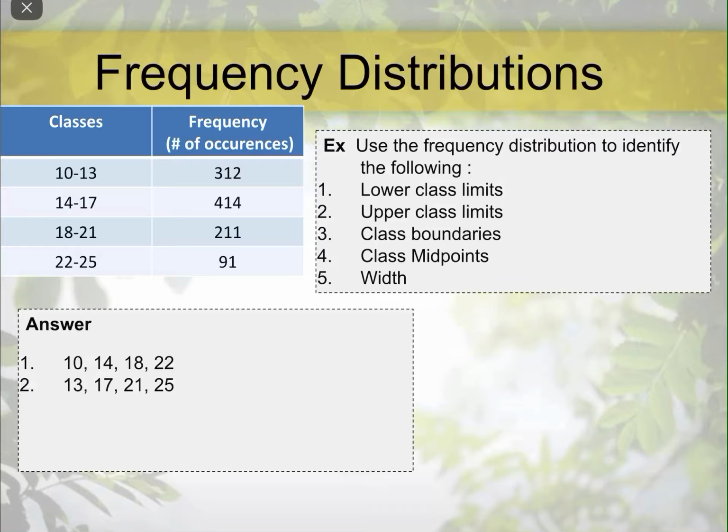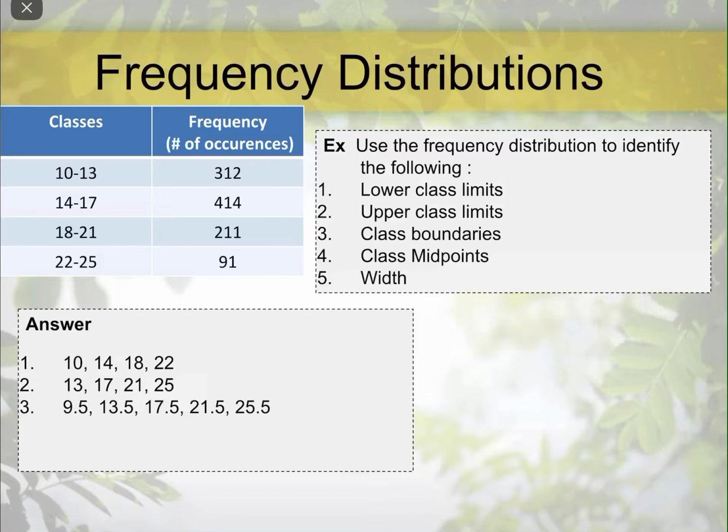Now the class boundaries, remember, those are the numbers between the two classes. So between 13 and 14 is 13.5. Between 17 and 18 is 17.5. Between 21 and 22 is 21.5. And don't forget the lowest one and the highest one. So just below 10 would be 9.5 and just above 25 would be 25.5.